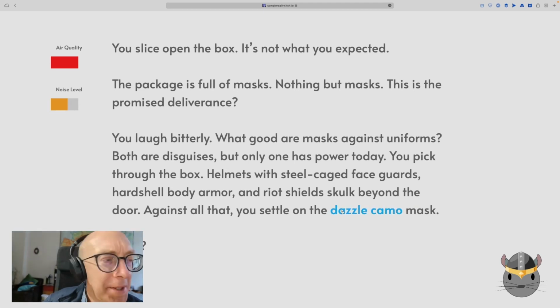What is Dazzle Camo? Is that a wrestler? Is that one of the wrestlers? Let's go practical. I get the feeling it's not going to help, but let's go practical.